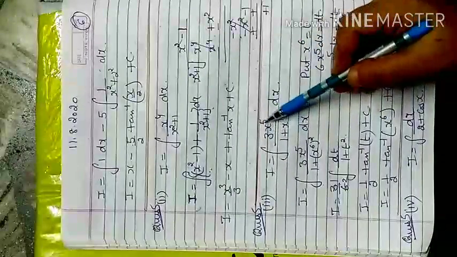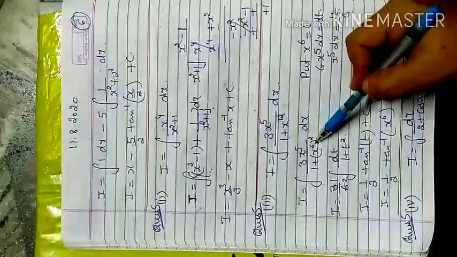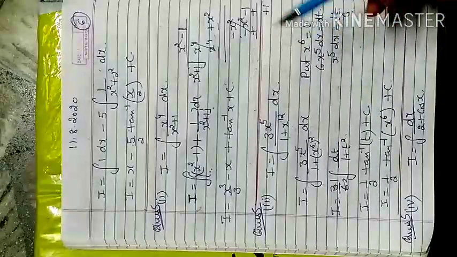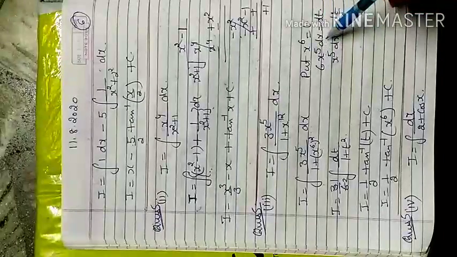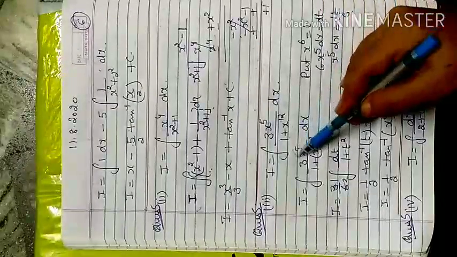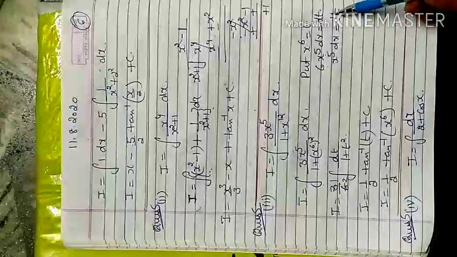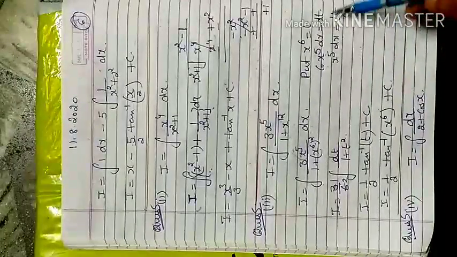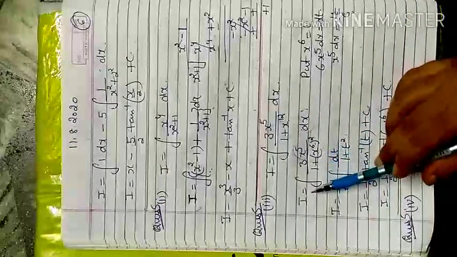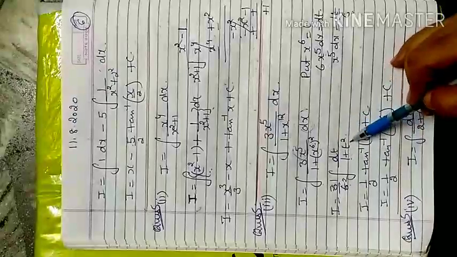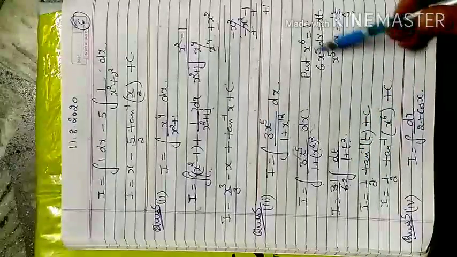Next is the third part, 3x5 over 1 plus x12. First I will write x raised to power 12 as x raised to power 6 whole square. Then I consider x raised to power 6 is equal to t, 6x raised to power 5 dx is equal to dt, but I need only x raised to power 5 dx. x raised to power 5 dx is equal to dt by 6. So here dx changes to dt by 6, and 3 taken outside, 3 by 6, dt by 1 plus t square. This becomes tan inverse t, 1 by 2 tan inverse t, and t replaces back to x raised to power 6.